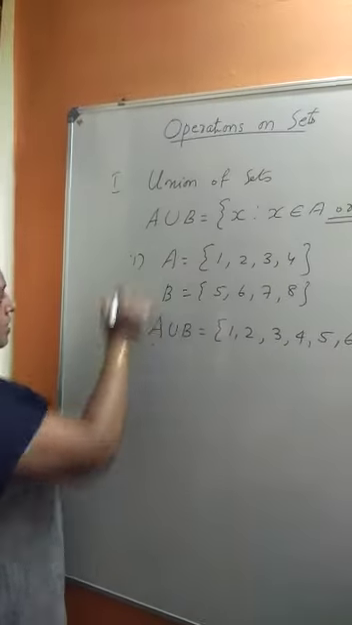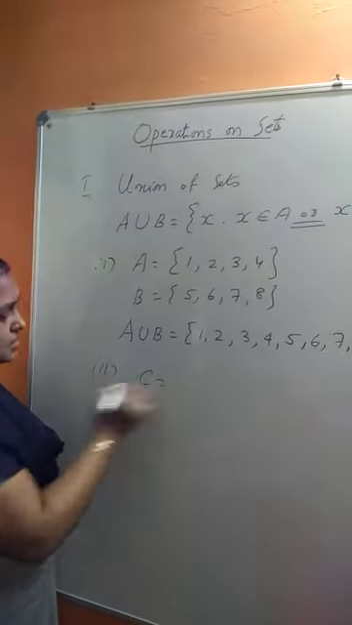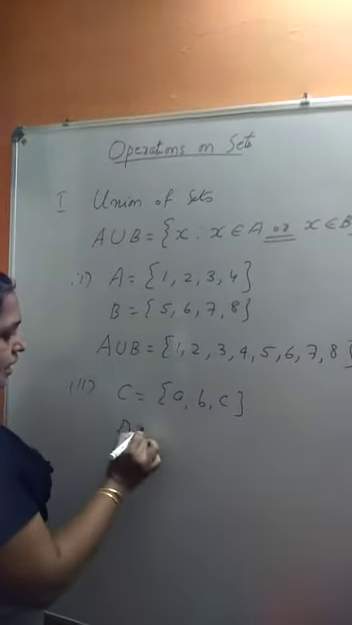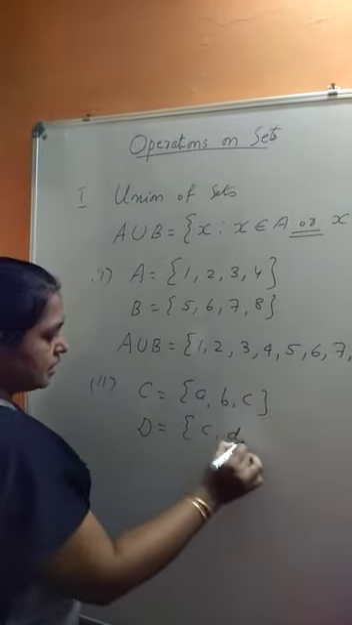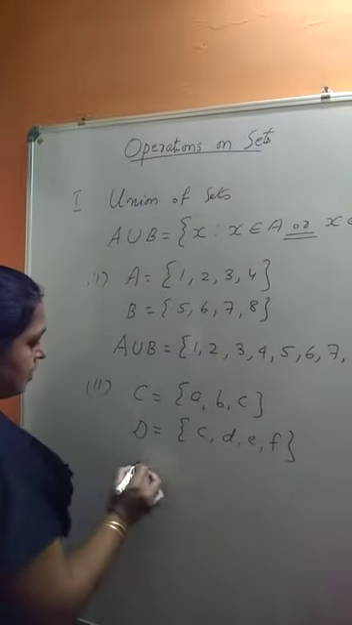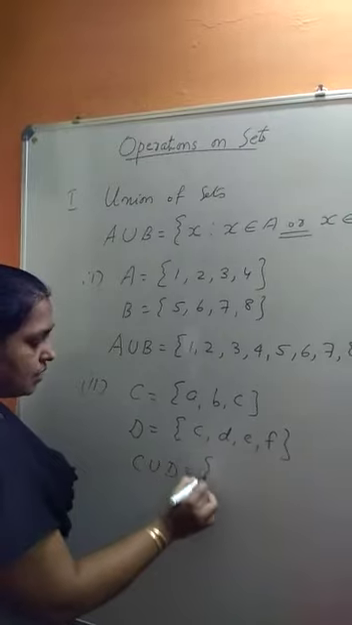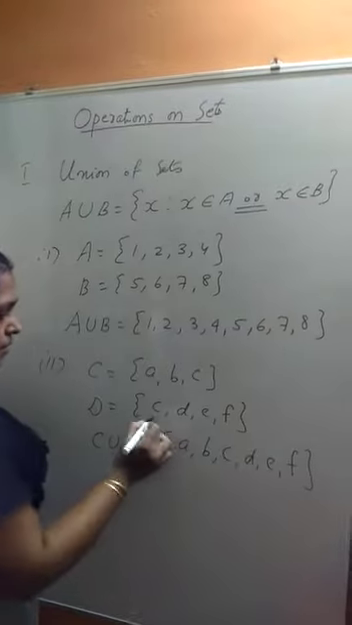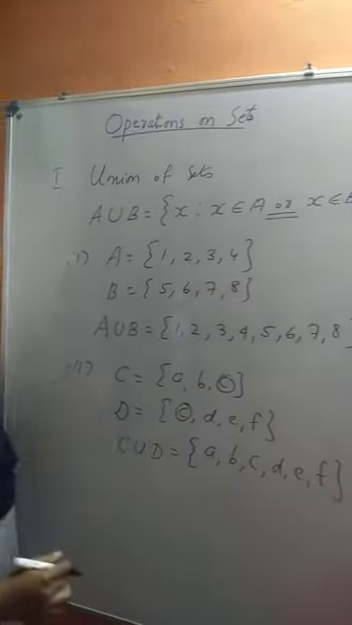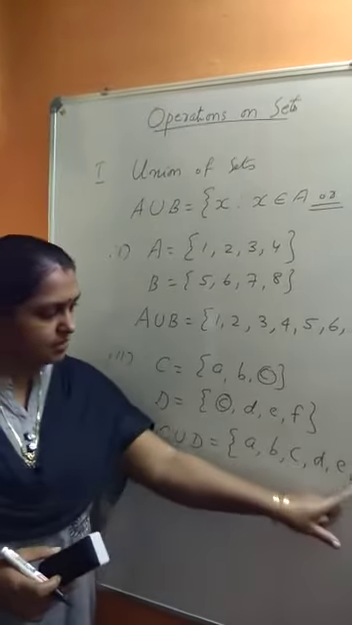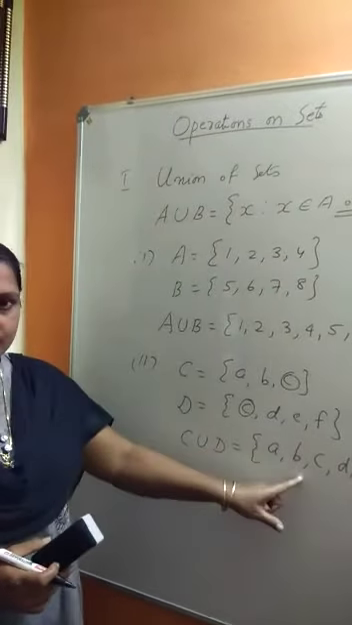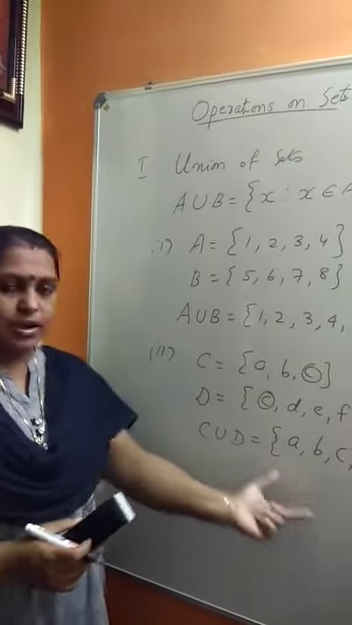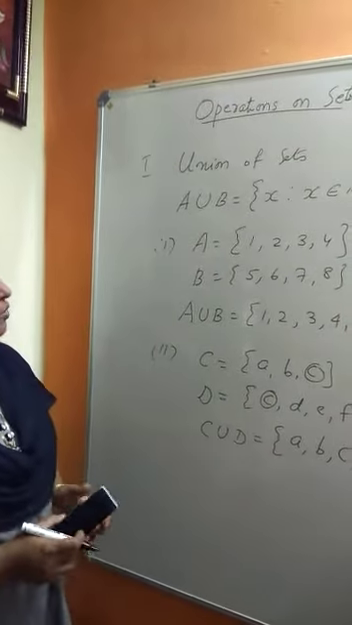Now consider another example. C is equal to the set {a, b, c}, D is equal to the set {c, d, e, f}. Therefore, C union D is equal to {a, b, c, d, e, f}. This element c is common in both. a and b are present in C only, d, e, f are present in D only, and c is a common element. So we have to form the new set where the elements are present either in C or in D or in both. So this is the meaning of union of sets.